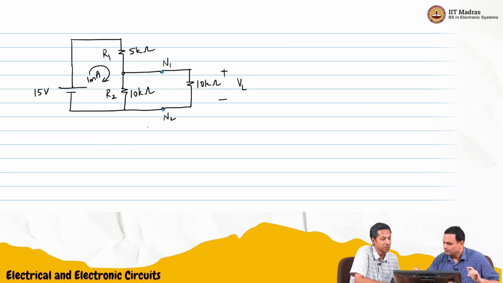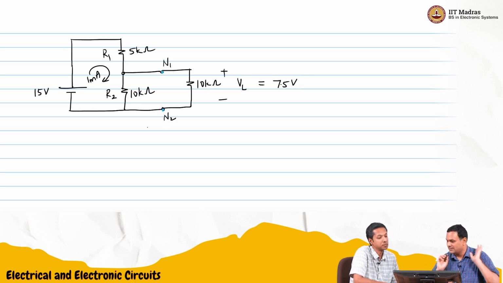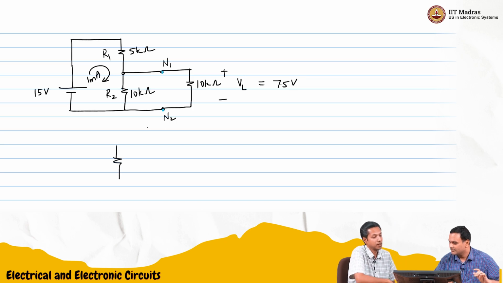So this one, 10K and 10K is 5K in parallel. So 5K, and now you'll get half the voltage. So you'll only get 7.5 volts with this model. Solving the full thing. Is this correct? Correct. Okay.